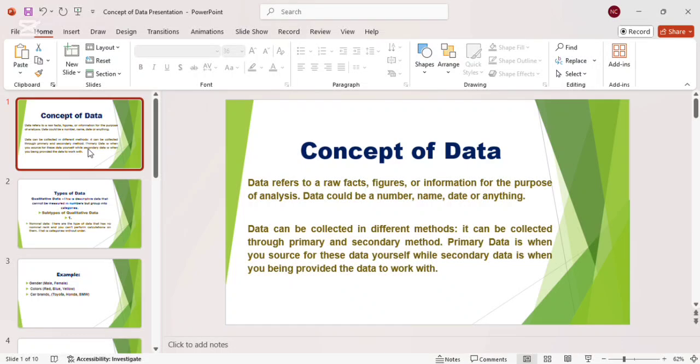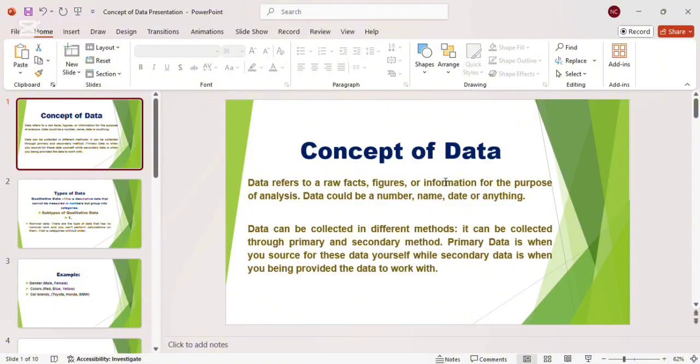Data could be collected in different methods. It can be collected through primary and secondary methods. What is primary data? Primary data is when you source this data yourself. For example, going to Kaggle.com and downloading a data set you want to work on. While secondary data is when you are being provided with the data to work with.